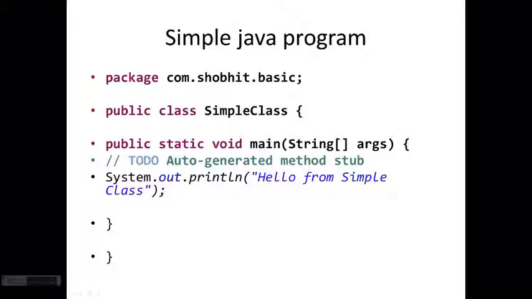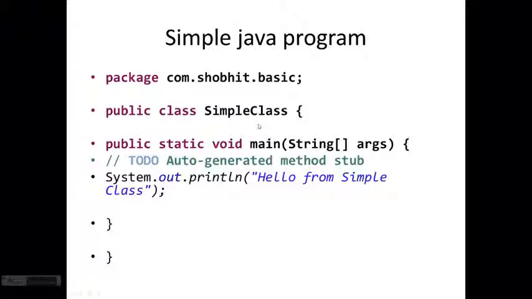Now next we just see a simple Java program. In the starting, I just made a simple Java program. In Java we have packages, like each software, each project has a package. You have a basic package, then you can make your own package. Here it's com.showbit.basic. So you can make your own package named like this.